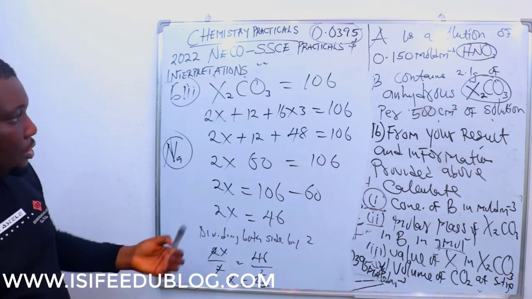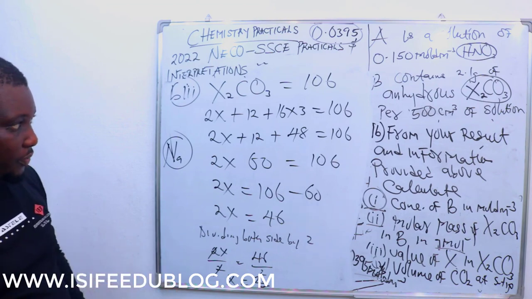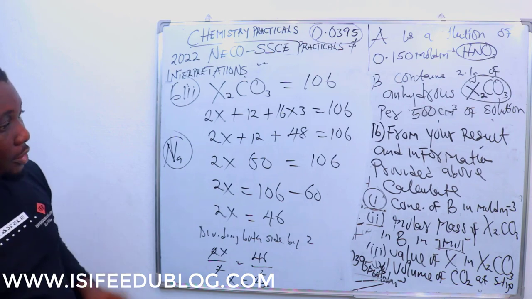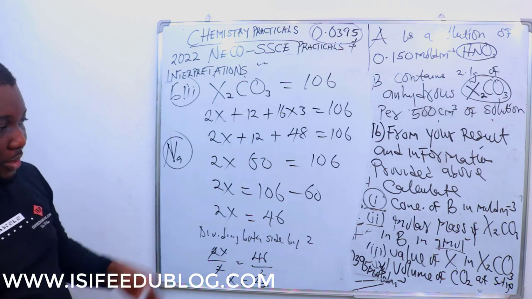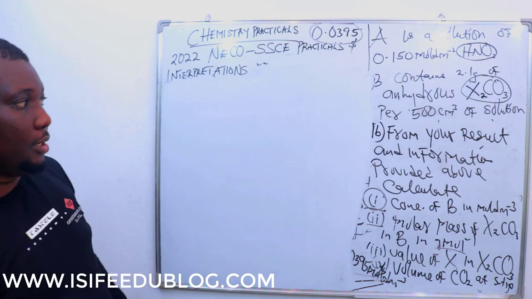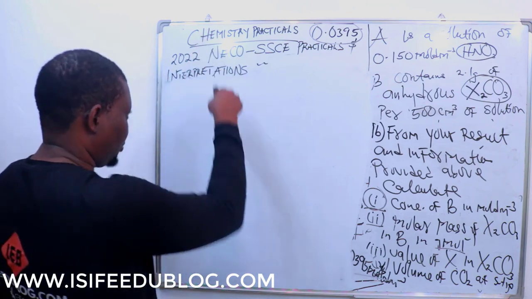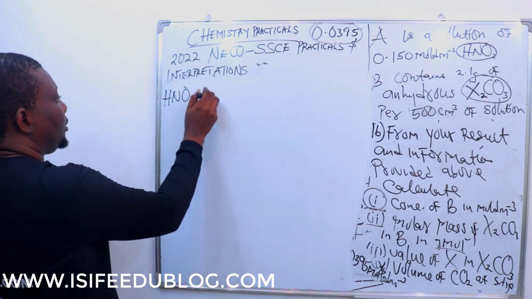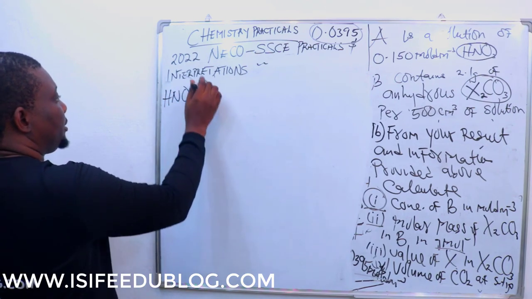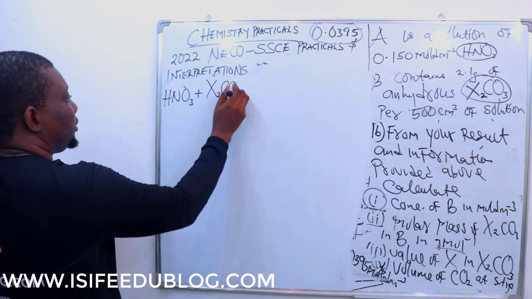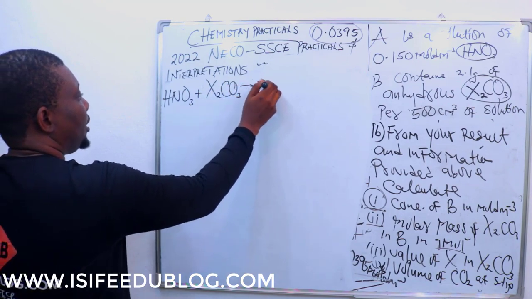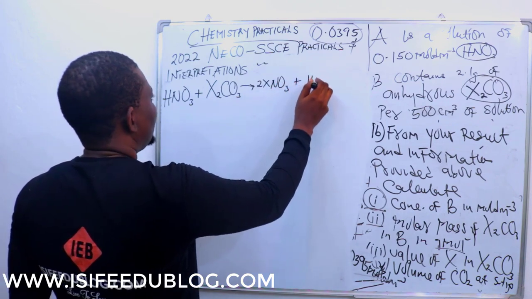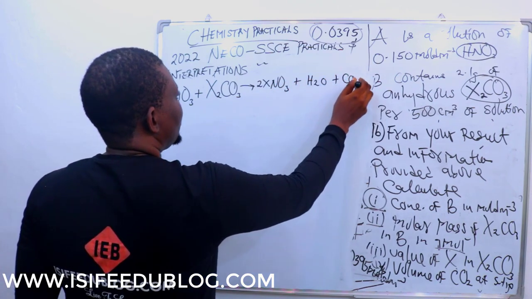Then we are going to look at the volume of the gas, because from the equation, CO2 is given off, is liberated. Let me just put up the equation again: HNO3 against X2CO3 gives 2XNO3 plus H2O plus CO2.